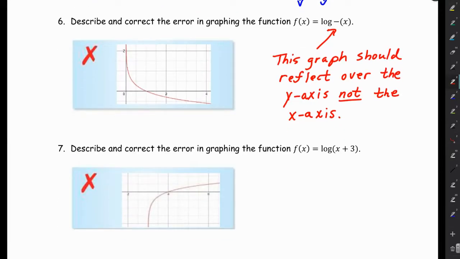Number 7, describe and correct the error. We have the function log x plus 3. The plus 3 is in the parentheses. Right now, it looks like this whole function went right 3. So you notice right here, we've got this asymptote at x equals 3. We're supposed to be going left 3, not right 3, because inside the parentheses is going to be the opposite. So this function should shift left 3, not right 3.